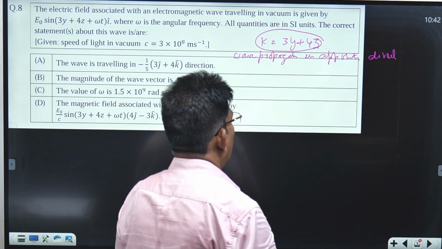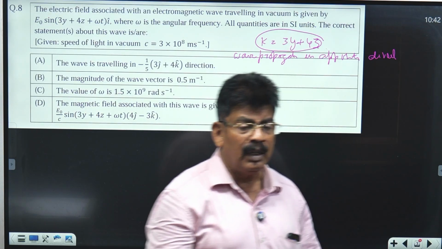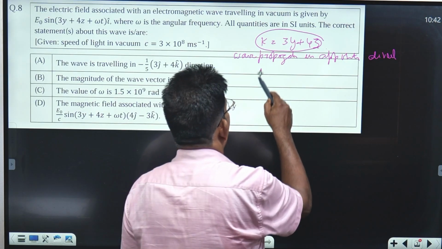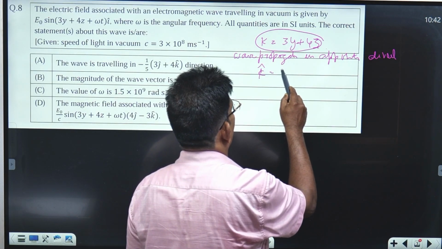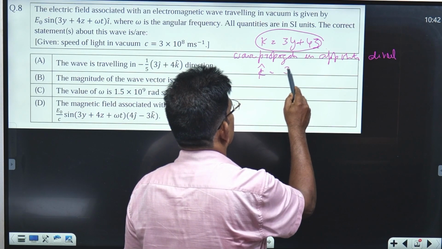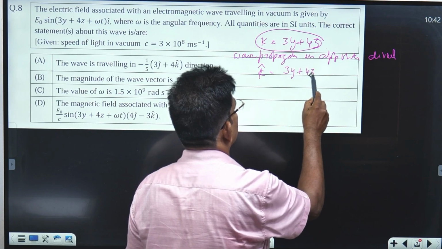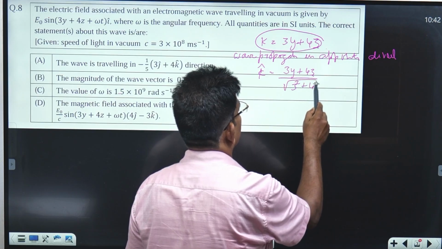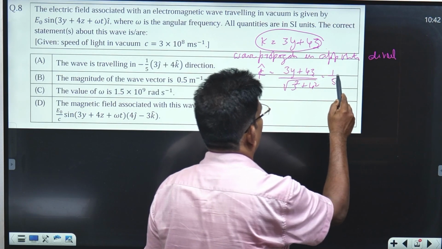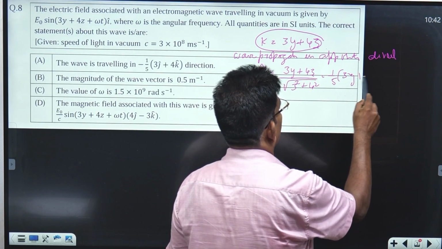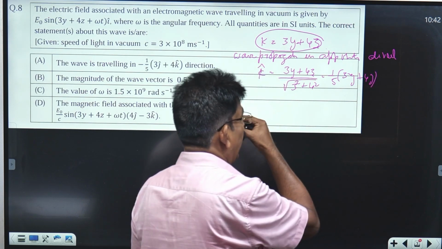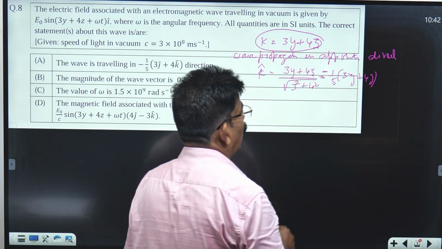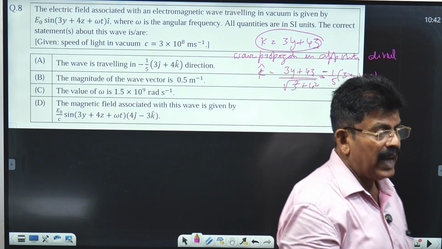The wave vector. And generally, the direction can be represented better by the unit vector. So, what will be the unit vector along this direction? Vector by magnitude. That is 3y plus 4z divided by root of 3 square plus 4 square. That is 1 by 5 into 3y plus 4z. And since the wave propagates in opposite direction, it means minus 1 by 5. So this unit vector will represent the direction of wave propagation.